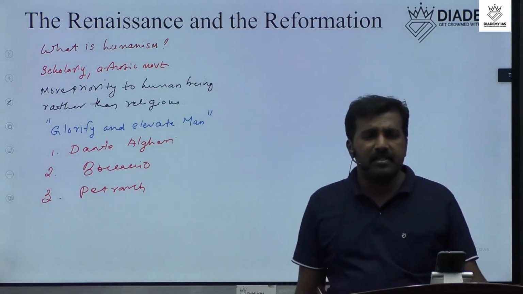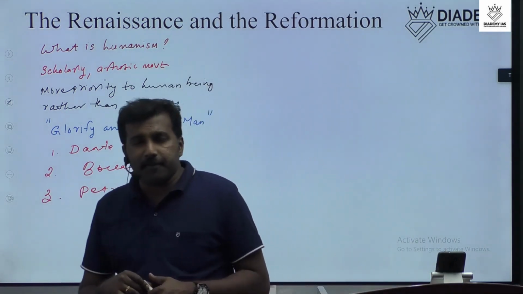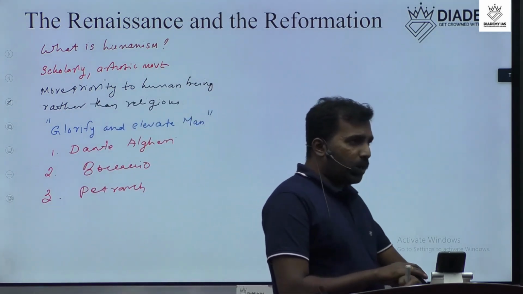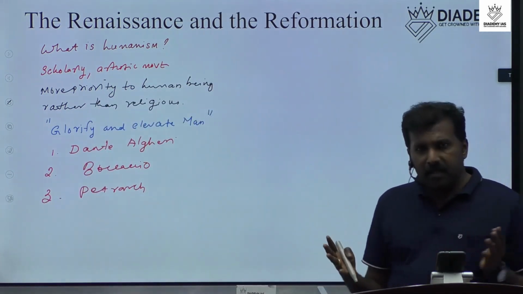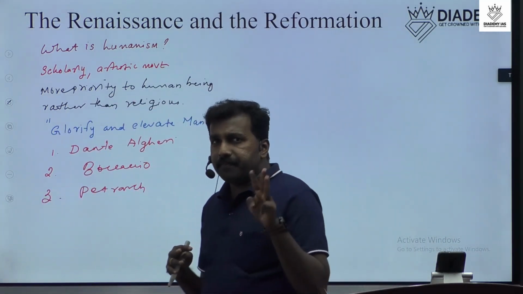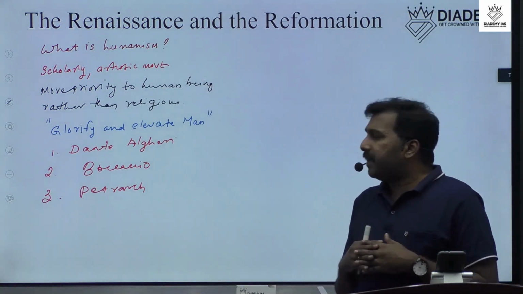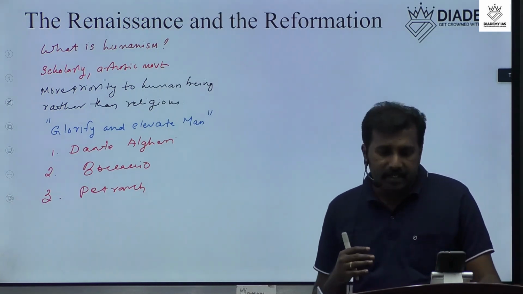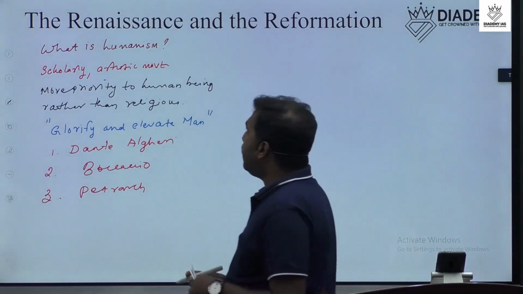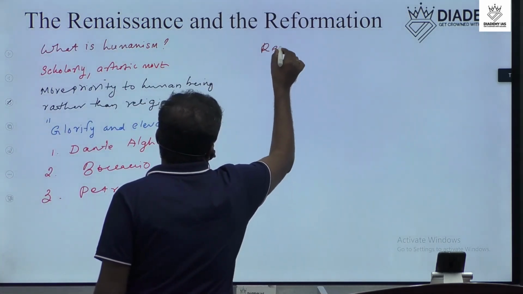Let's quickly revise the points once again. What is humanism? Humanism is a scholarly movement or artistic movement. Why is it a scholarly and artistic movement? Because in this movement, a lot of writers and scholars were included, and mainly three important writers of that time: Dante Alighieri, Boccaccio, and Petrarch. And next we can discuss religion and humanism.